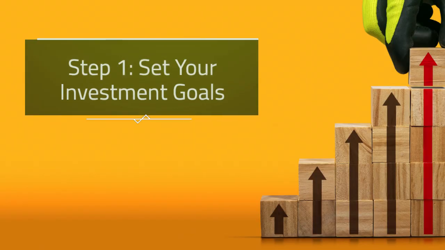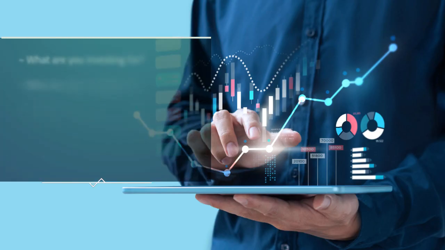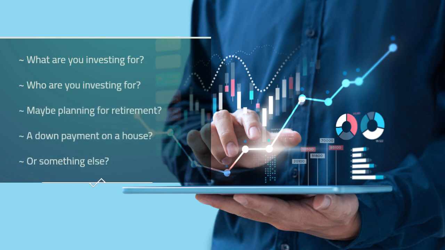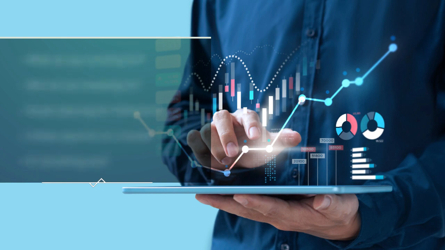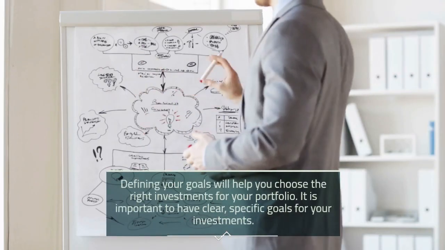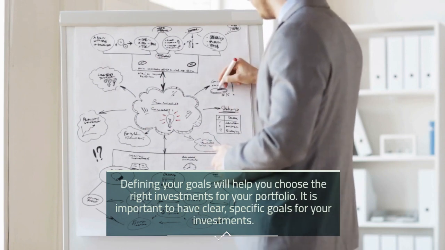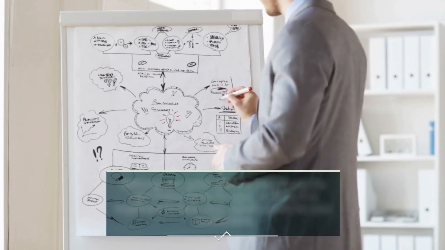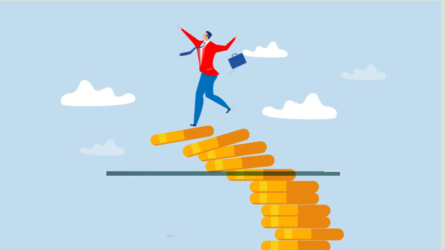Step 1. Set your investment goals. What are you investing for? Who are you investing for? Maybe planning for retirement? A down payment on a house? Or something else? Defining your goals will help you choose the right investments for your portfolio. It is important to have clear, specific goals for your investments.